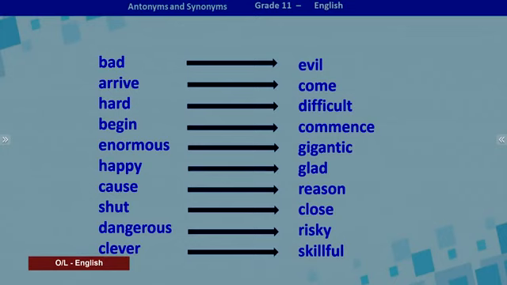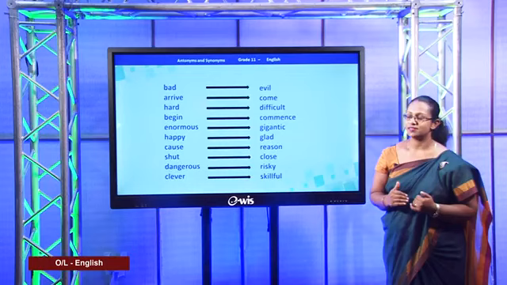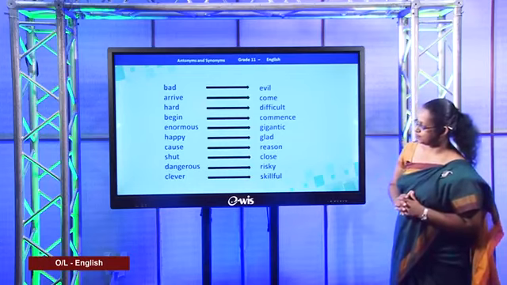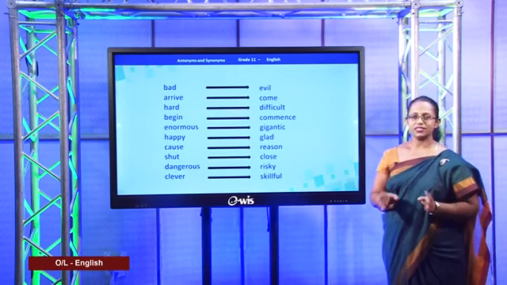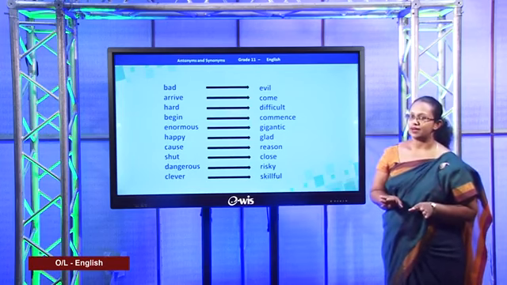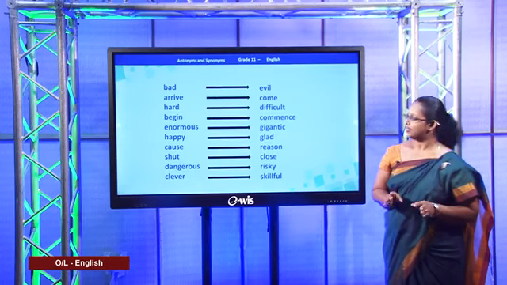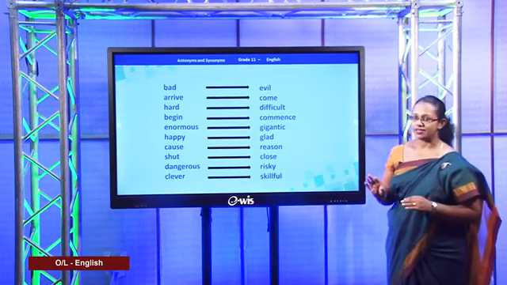risky. Our parents tell us not to do dangerous things, not to do risky things that will harm us. Okay, the last one, clever, skillful. Okay, children, I suppose you have a clear idea about synonyms now. Let's move to another activity.